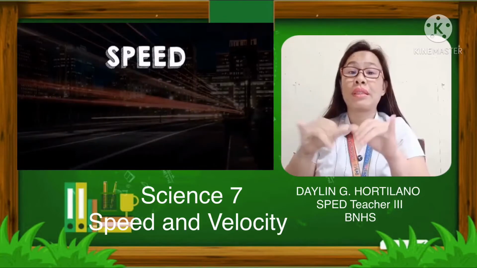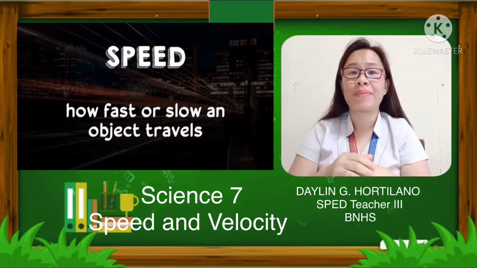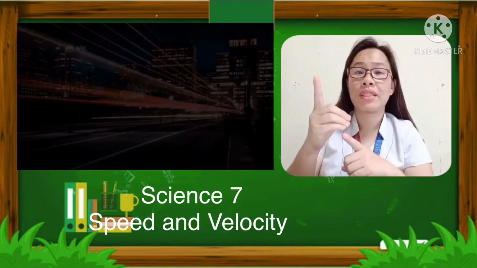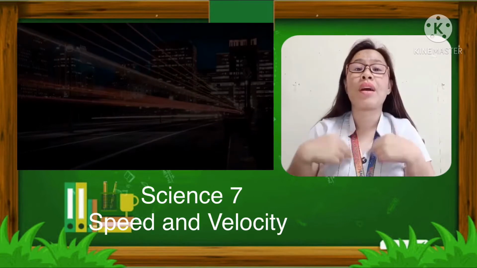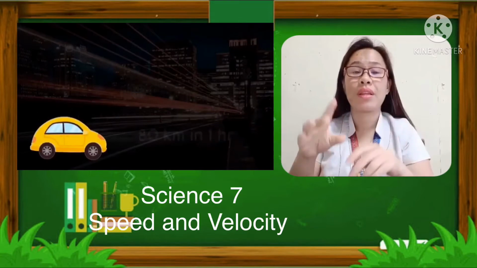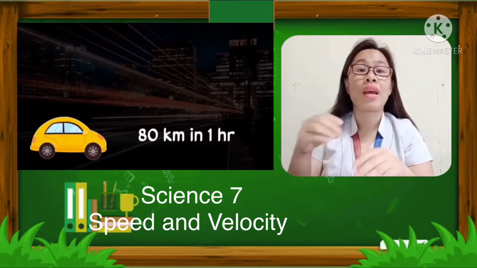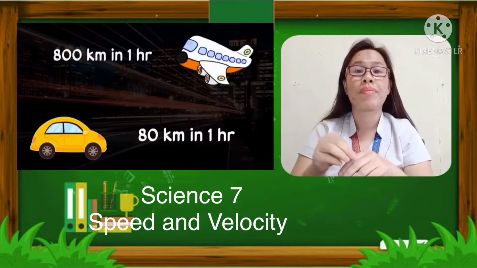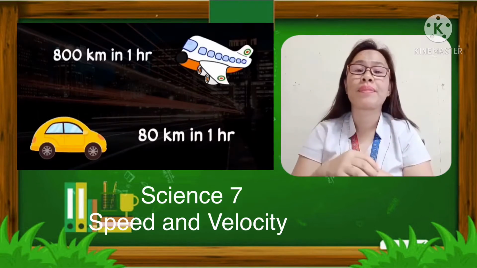Speed is a measure of how fast or slow an object travels. Mas malaki ang value ng speed kung mas malawak ang distance na covered ng isang object. For example, we have a car traveling 80 kilometers in 1 hour. On the other hand, we have an airplane traveling 800 kilometers in 1 hour. We know that the airplane traveled faster.